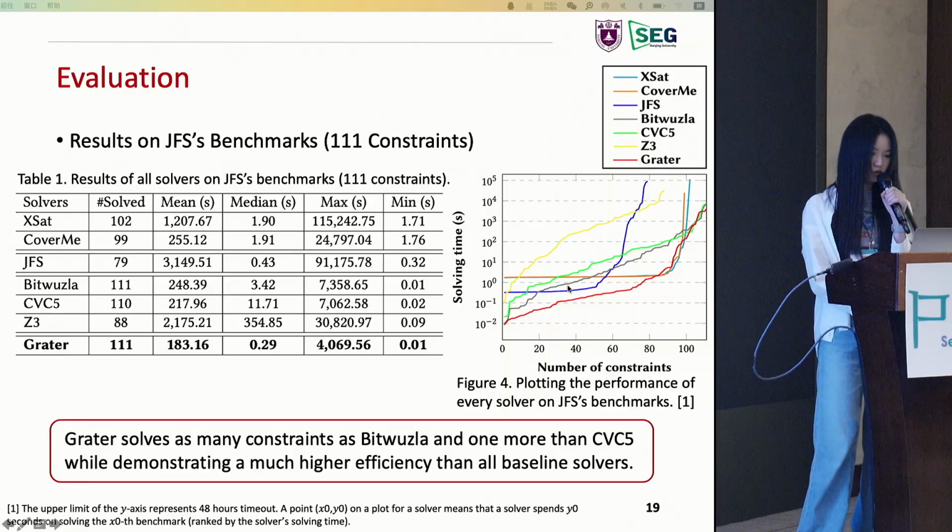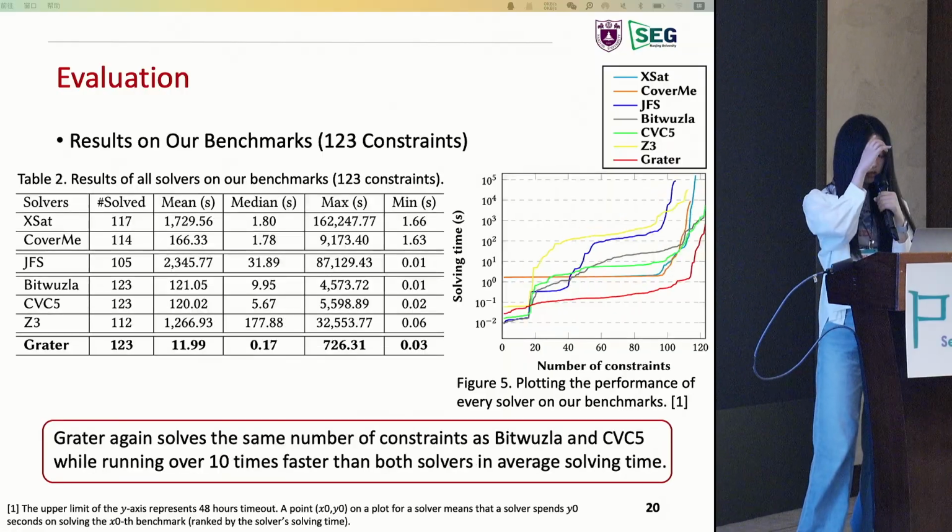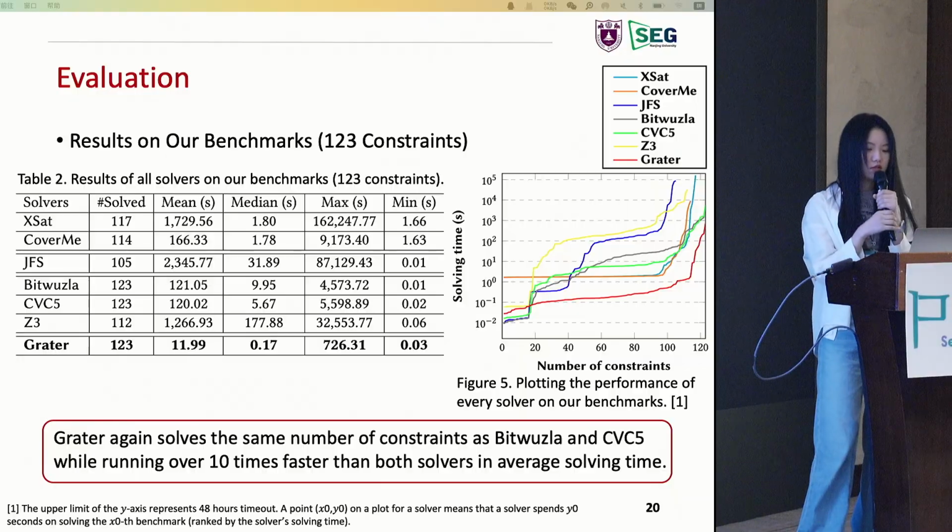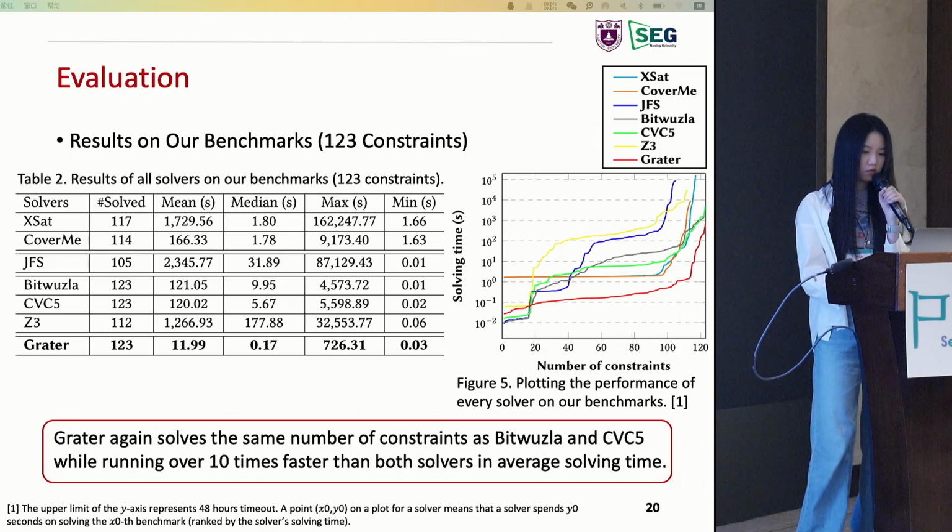Now we come to the results on our own benchmarks. This time, although the number of solved constraints for Greater is the same as that of BitVuzla and CVC5, the time it takes is much less, and Greater is also faster than all other solvers.